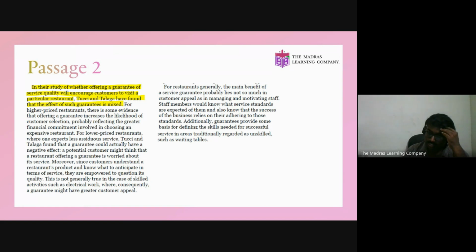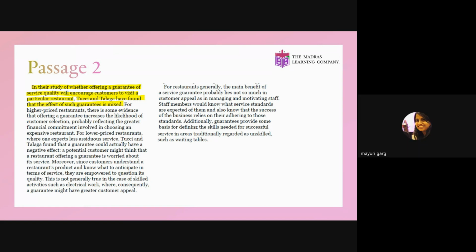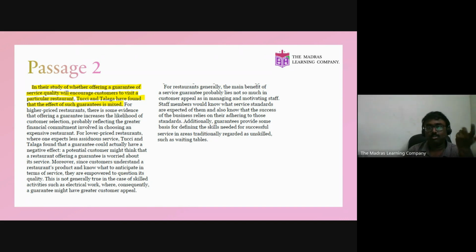Mayuri, can you go to the next sentence? For lower priced restaurants, we should make skip this as well. Correct. Now you know why you're skipping that and why you're skipping this. This is just taking two sides of the restaurant. Okay.